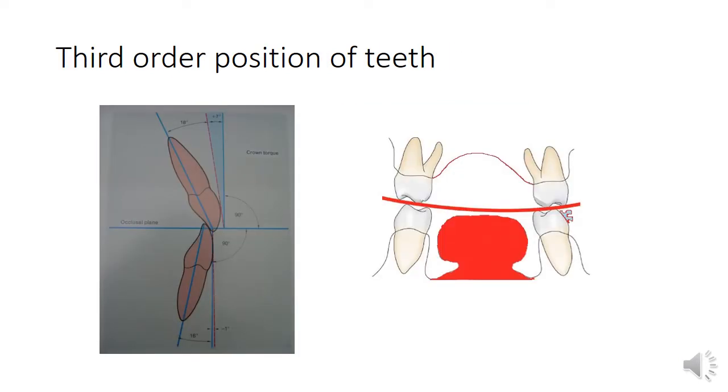And finally, the third order position of teeth or torque can be viewed from the mesial or distal side. As you can see, for the posterior teeth, the third order position of teeth makes the curve of Wilson.